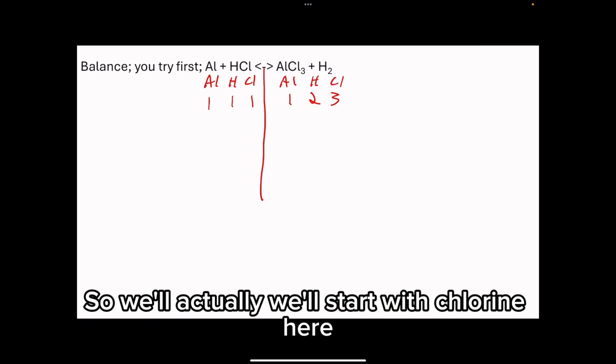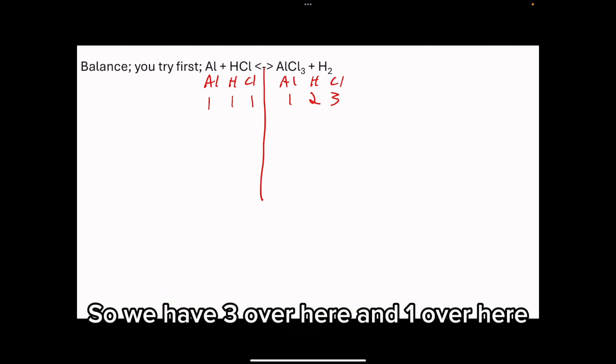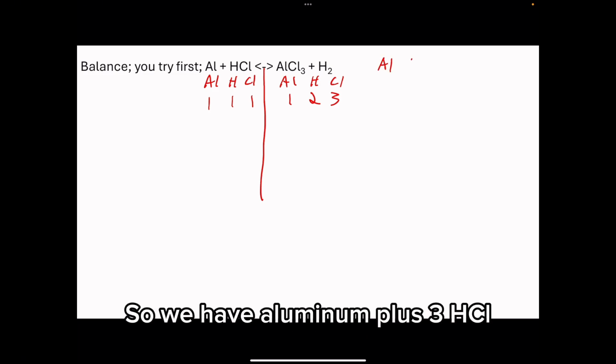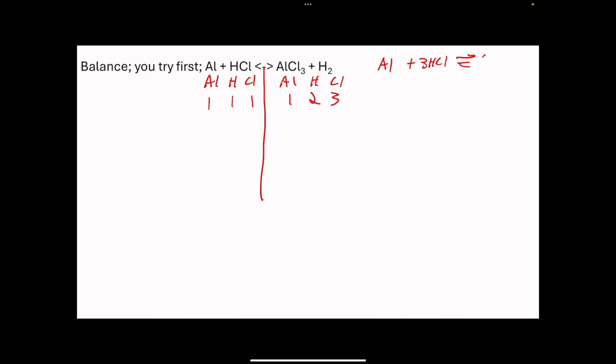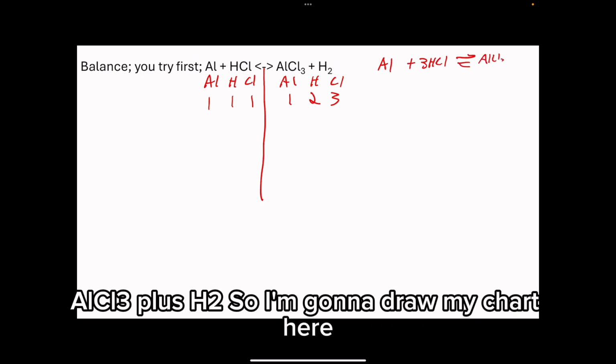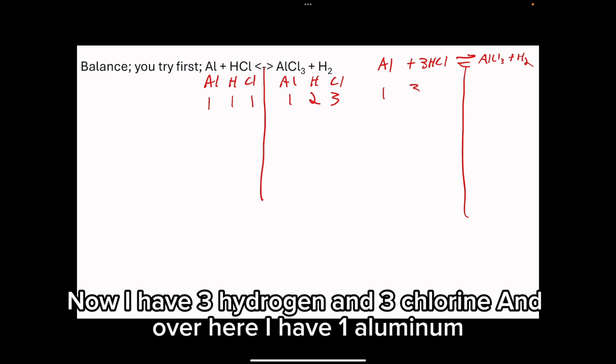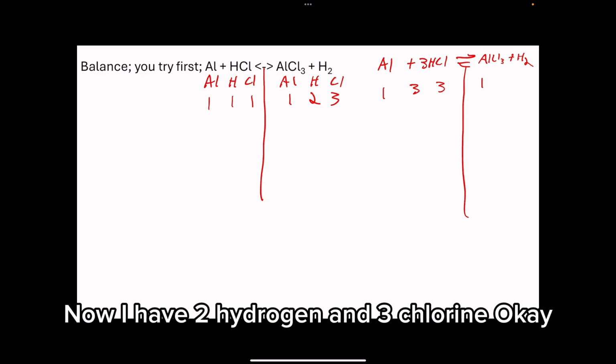So we'll start with chlorine here. We have 3 over here and 1 over here. So the first thing I'm going to try is adding a 3. So we have aluminum plus 3HCl gives AlCl3 plus H2. So I'm going to draw my chart here. I have 1 aluminum still. Now I have 3 hydrogen and 3 chlorine. And over here I have 1 aluminum, 2 hydrogen, and 3 chlorine.